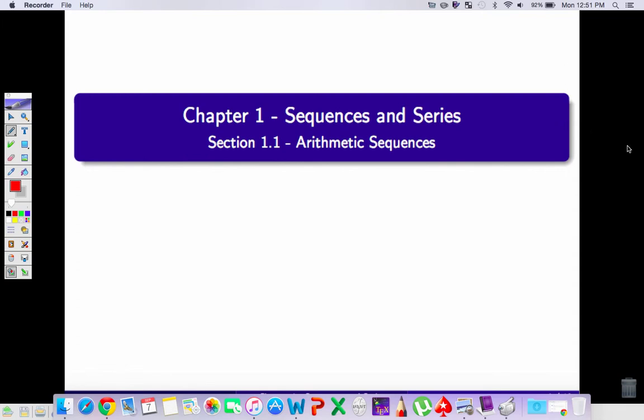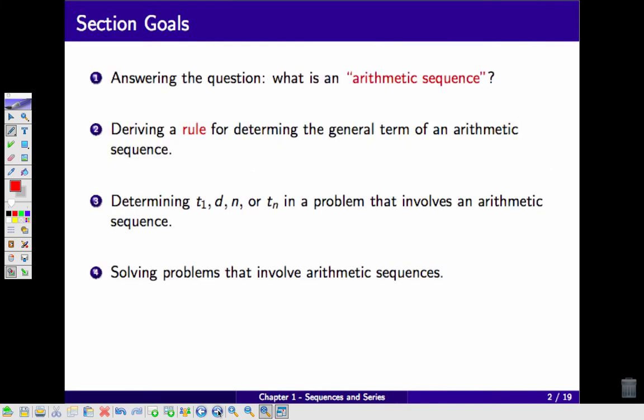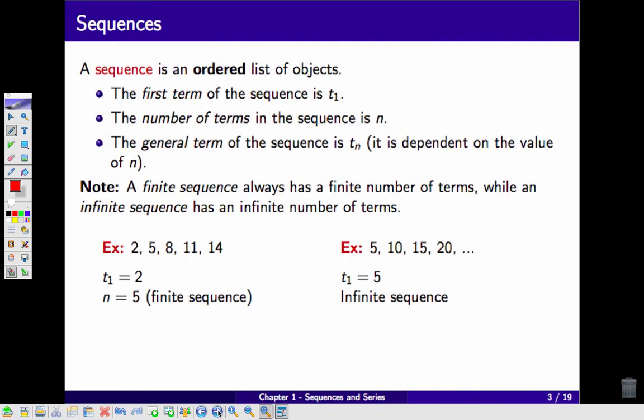Okay, so here's the first video of the course, and this is the first chapter, first section. This video is going to talk about arithmetic sequences. It's going to go over the practice problems that are in our notes. So it's making the assumption that you've already gone through and read through the notes and looked at the examples. So let's jump right into it, okay?